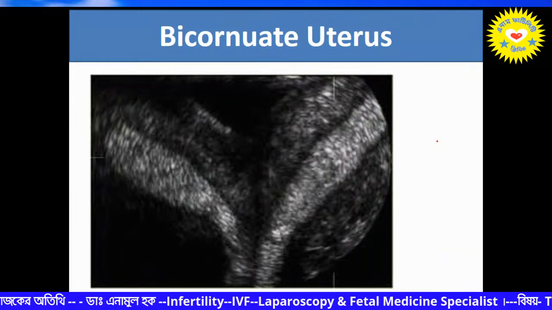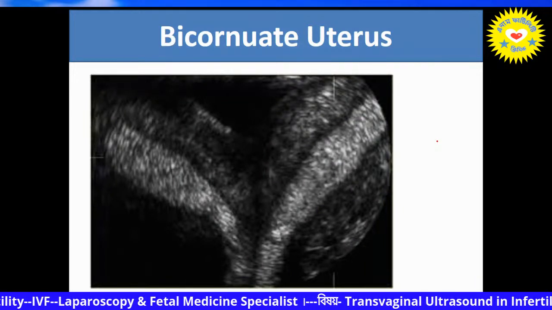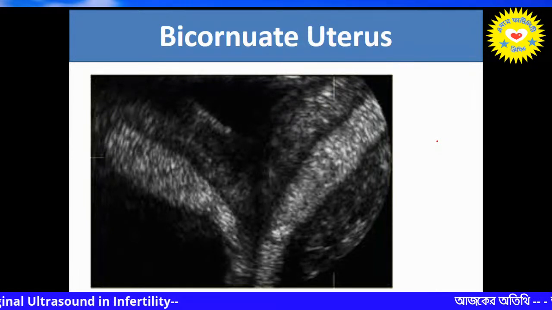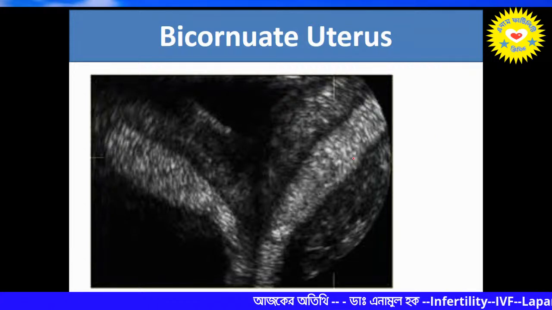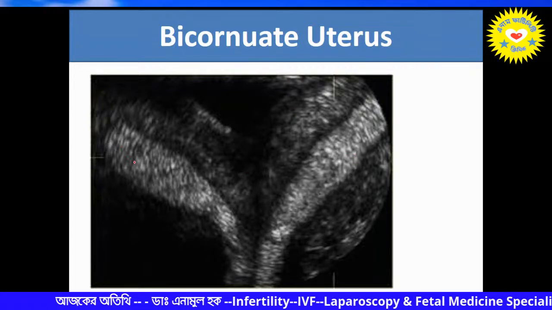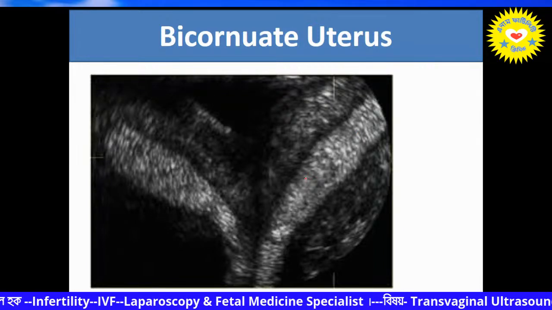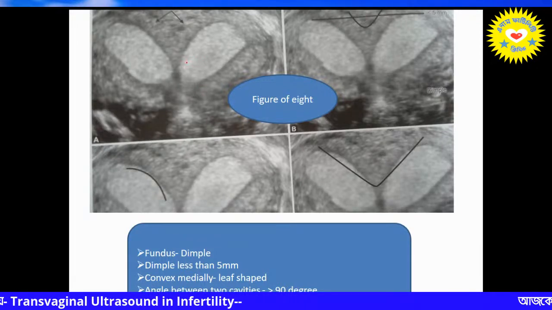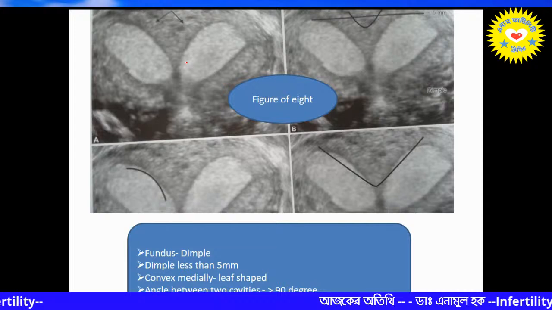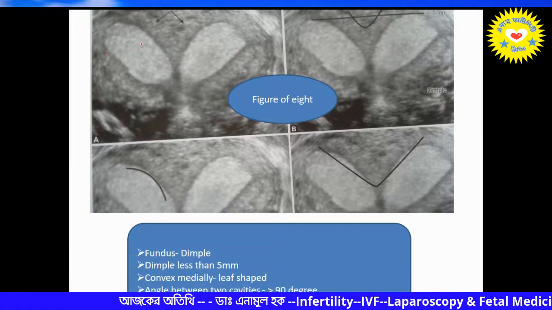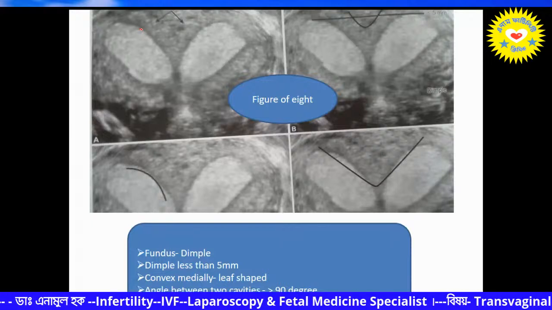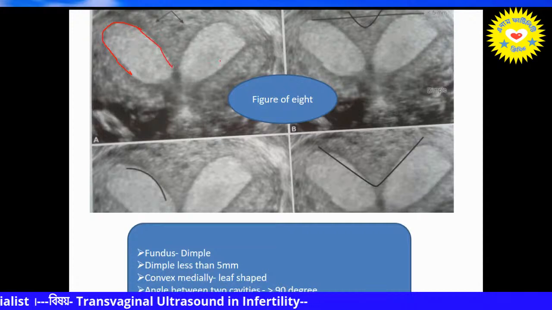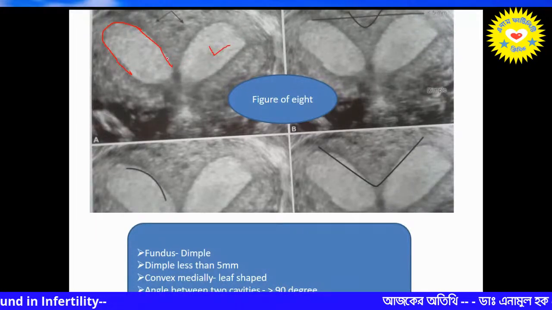And now type 4. Type 4 is actually the fusion anomaly. The fusion anomaly means you have incomplete fusion of the two Mullerian ducts. The most common is the bicornuate uterus. If you scan the bicornuate uterus in the secretory phase, you will see two endometrial cavities. When you get two endometrial cavities, then you have to do a 3D transvaginal scan. If you do a 3D transvaginal scan, you will see the endometrium looks like a leaf. Both endometria are leaf-like, and you will see the dimple here.